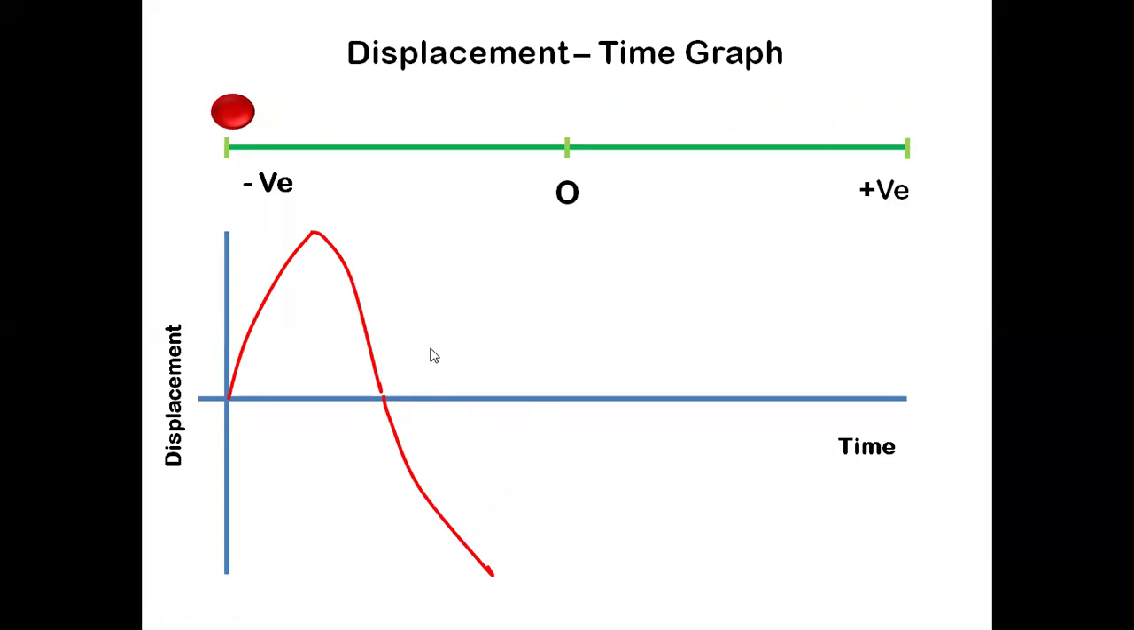Then it returns, but it is still on the left side of the starting point. So this will be on the negative y-axis till it passes the mean position and goes towards right side of the mean position, the graph becomes positive. Now the displacement is decreasing and the ball has reached back to the starting point. If it continues moving and goes towards the negative end, then the graph will again be plotted on the negative side, that is negative y-axis or negative displacement.